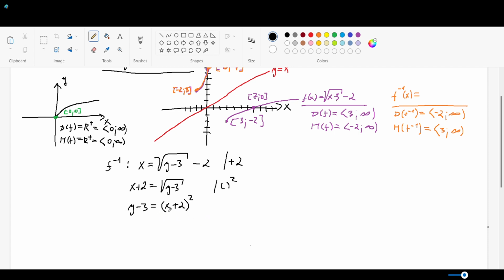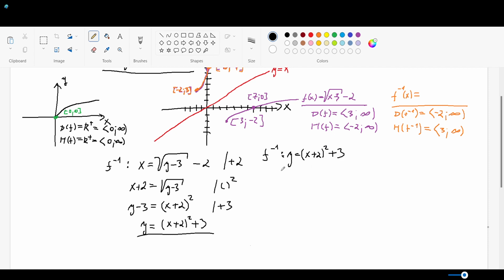Yeah, we want to have y alone on the left side, so the next operation is plus 3, which will lead us to our equation y equals (x plus 2) squared plus 3. Okay, so this is our inverse function or the equation. To be really proper with the notation, I will rewrite this. So our inverse function is defined as y equals (x plus 2) squared plus 3.